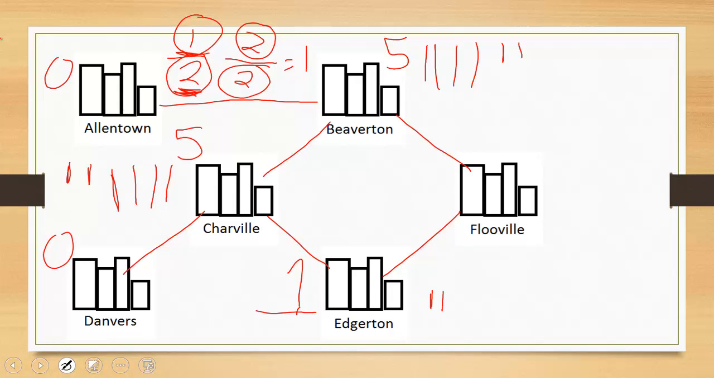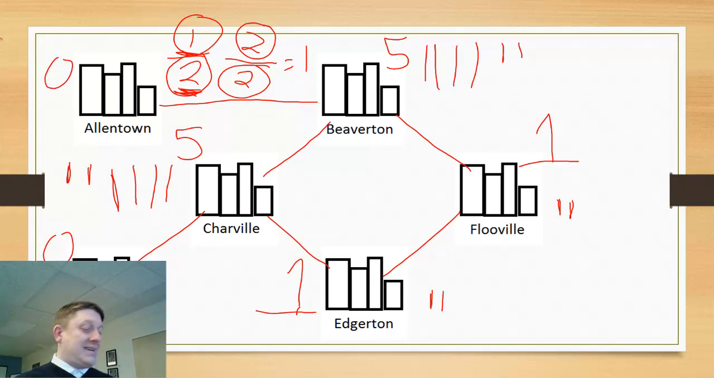What about Fluville? Okay, to get from Beaverton to Edgerton, half the time you go through Fluville, half the time you go through Charville. 1 out of the 2 geodesics, a little half one. And finally, to get from Allentown to Edgerton, one of the ways is Allentown, Beaverton, Fluville, Edgerton. The other one is to go Allentown, Beaverton, Charville to Edgerton, right? Those are the 2 shortest ways to get to Edgerton. 1 out of 2, 1/2 of them goes through Fluville. So another little mini half. A half plus a half is 1. So Fluville has a betweenness centrality of 1.